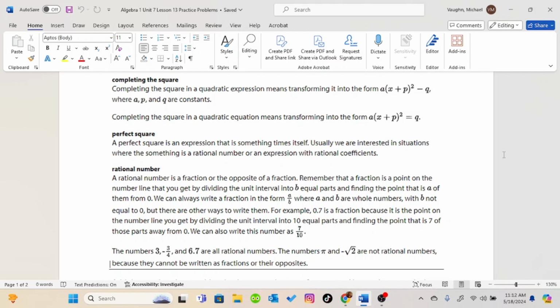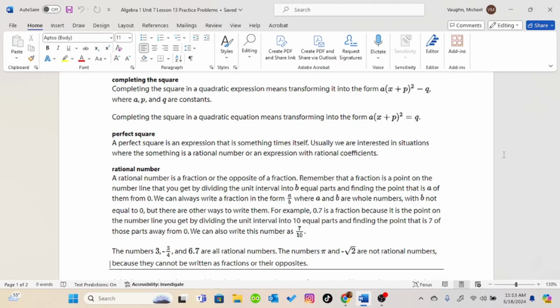Remember that a fraction is a point on the number line that you can get by dividing the unit interval into b equal parts and finding the point that is a of them from 0. We can always write a fraction in the form a over b, where a and b are whole numbers with b not equal to 0. But there are other ways to write them.